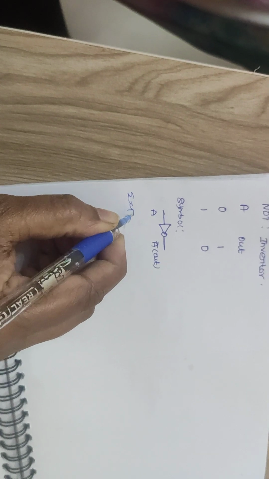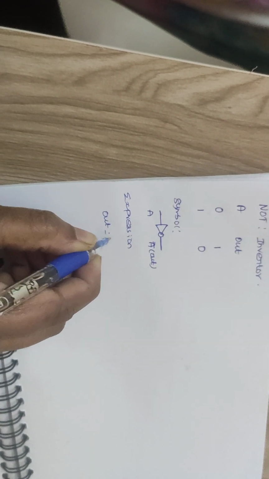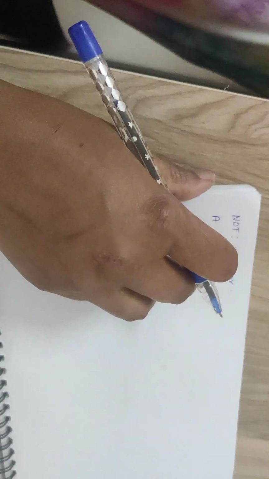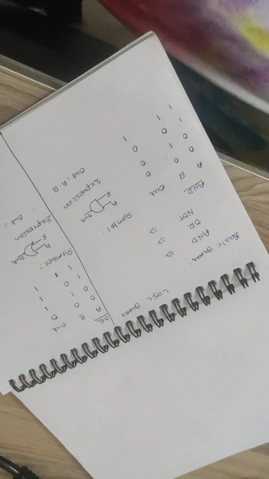And the expression I have already written, so our out equals A bar. So this is the expression of the NOT gate. As we see, these are all the basic logic gates: AND, OR, and NOT.